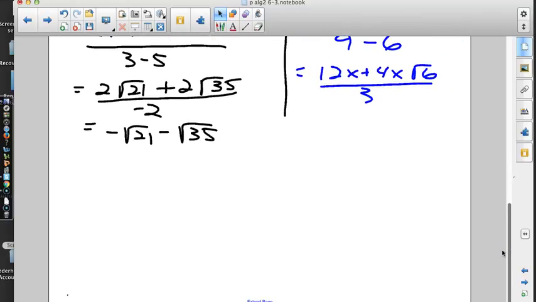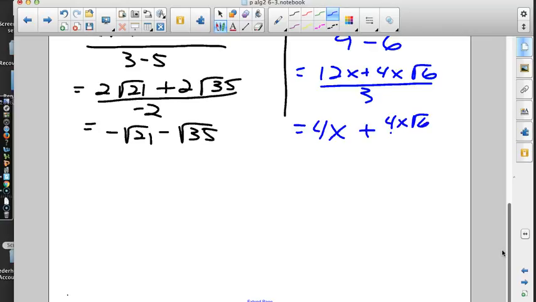So 12x divided by 3 would give us 4x. That's the nice part of our answer. But in the back, we could write it as 4x square root of 6 over 3, but you'll find that most books will prefer something like this, 4/3 x square root of 6.